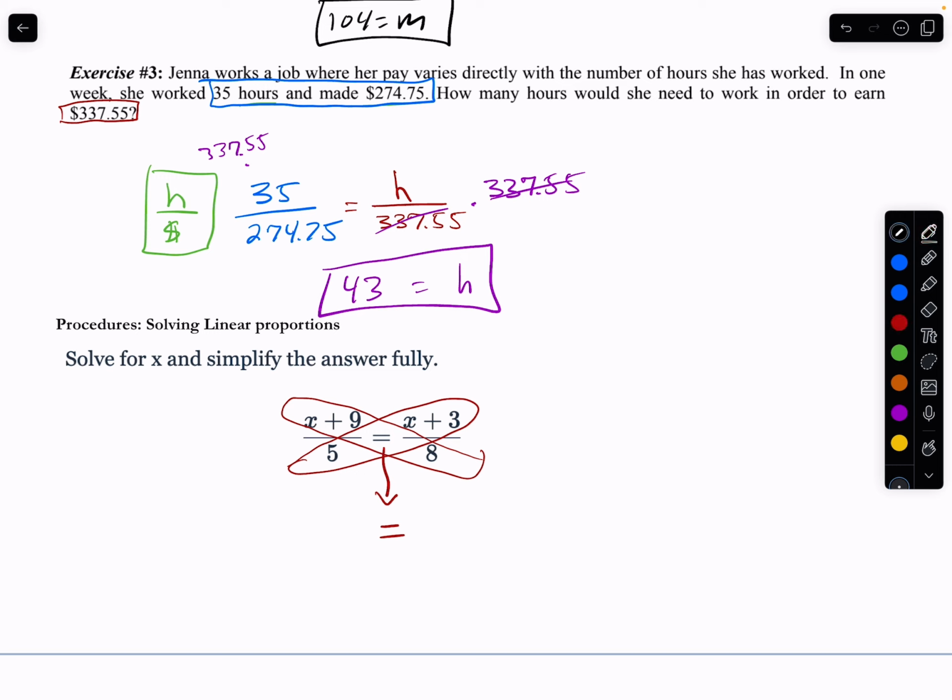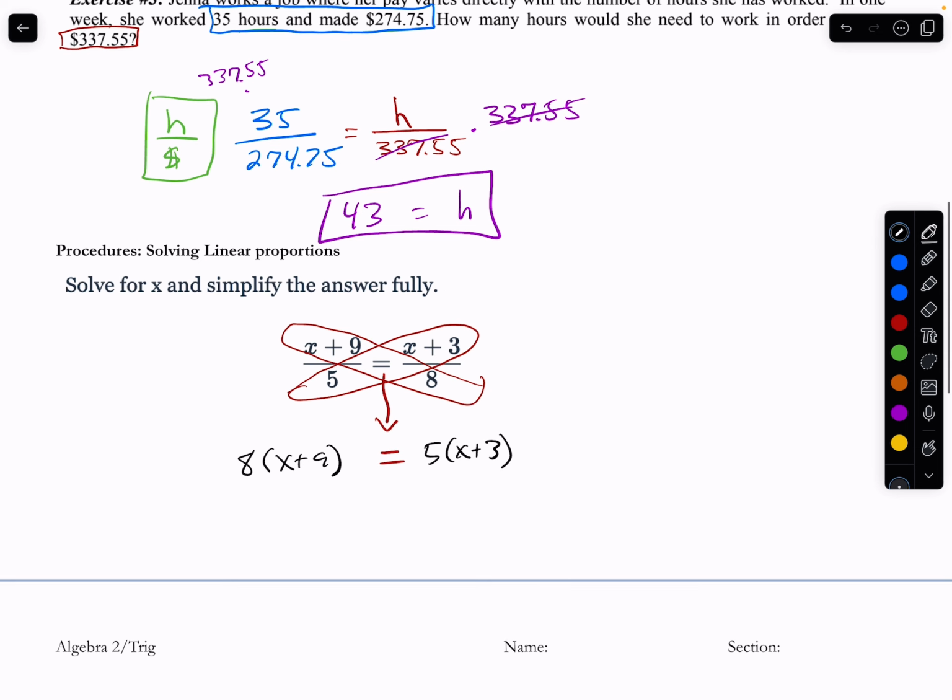What we're going to do here is multiply 8 times x plus 9 in one direction, and then 5 times x plus 3 in the other direction. So now you're going to see that we have a linear equation to solve. All right, so I'm going to distribute. So I've got 8x plus 72 equals 5x plus 15. Make sure we're getting both of those values in there.